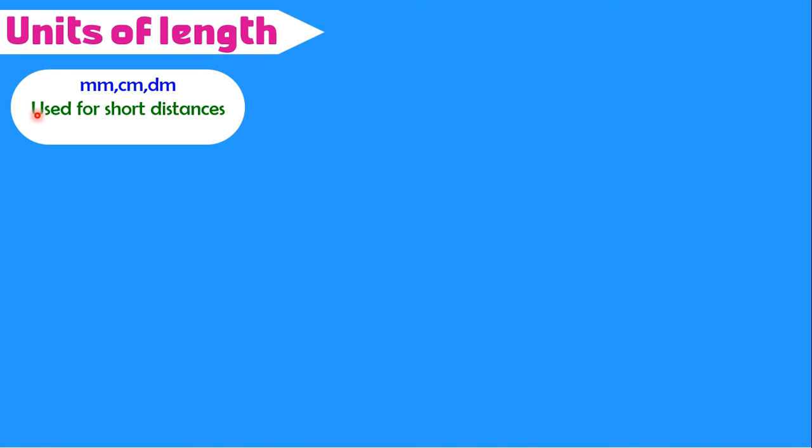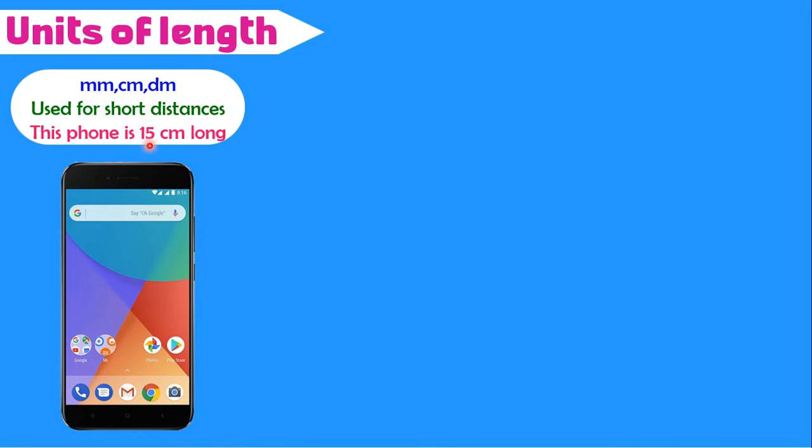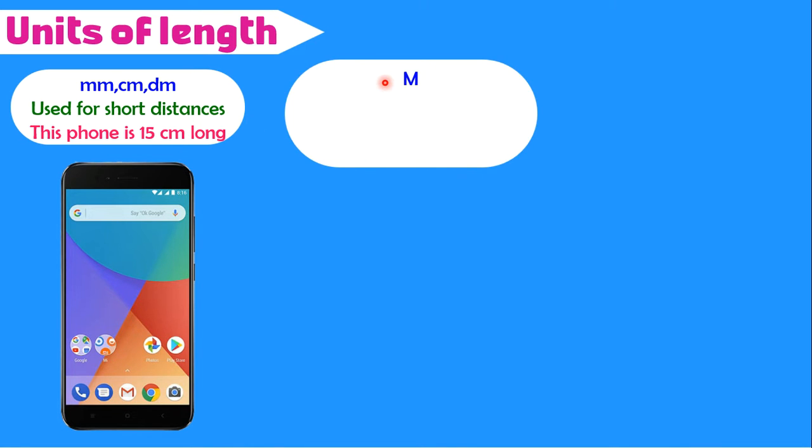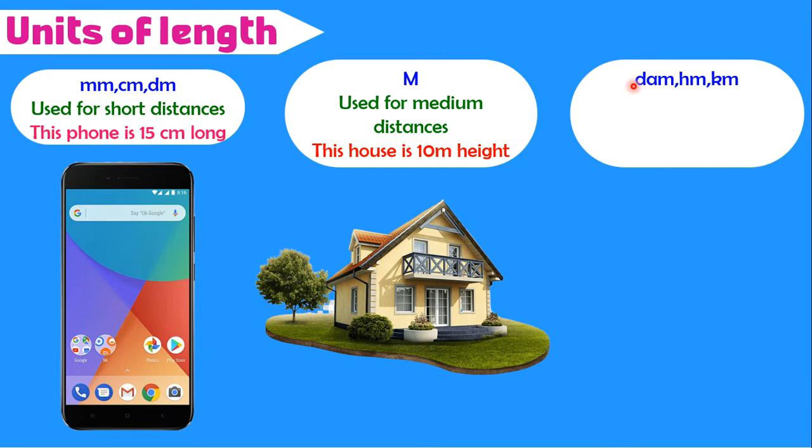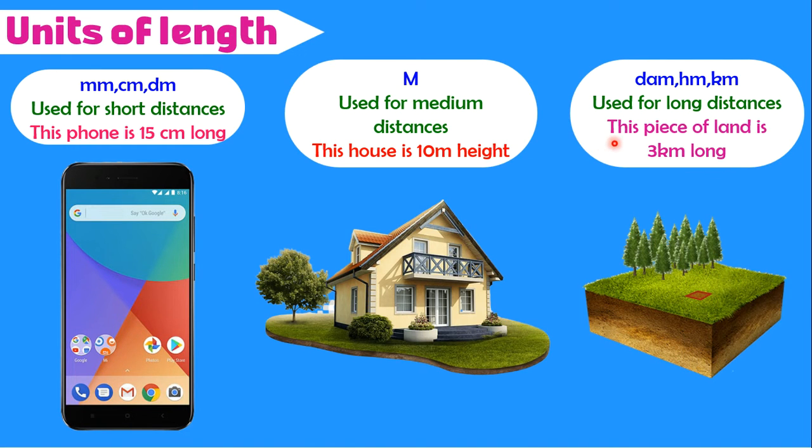These units are used for short distances. For example, this phone is 15 centimeters long. Meter: this unit is used for medium distances. This house is 10 meters high. Decameter, hectometer, and kilometer are used for long distances. This piece of land is 3 kilometers long.